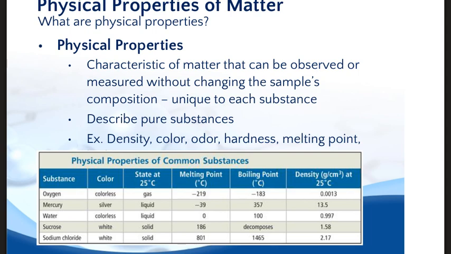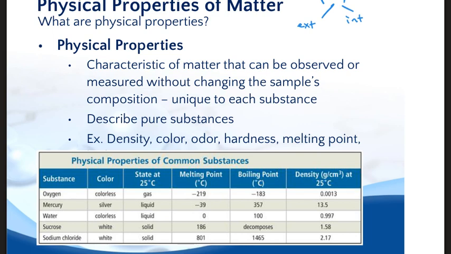There's two types. We've got physical, and then we've got chemical. And under the physical branch, we have extensive and intensive. Okay, and we'll talk about what the difference of those are here in just a moment. But we've got physical and chemical properties.